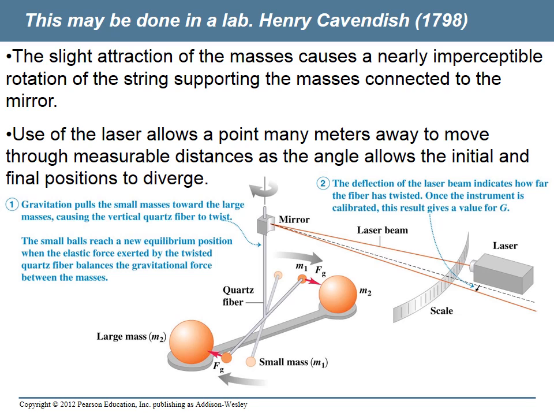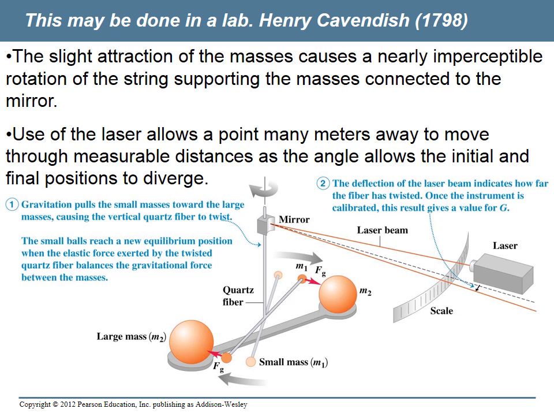So this might not seem altogether obvious, that any two masses attract each other. So in 1798, Henry Cavendish came up with this experiment to test it, but it also gave a way to measure the value of G, the gravitational constant.